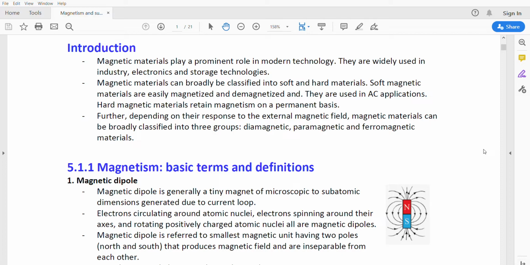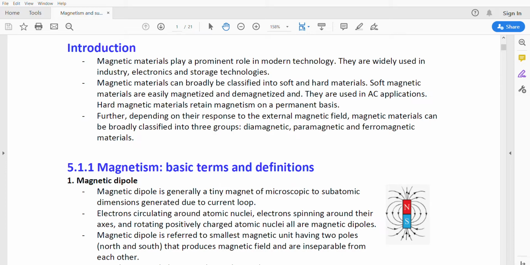In this we are going to study basic definitions of magnetism, how magnetism arises in materials, types of magnetic materials, as we already know, diamagnetic, paramagnetic and ferromagnetic materials, and applications of magnetic materials, meaning transformer cores, magnetic recording, and optical devices. These are all mainly basic topics in magnetism. So we will go for the basic terms and definitions of magnetism.